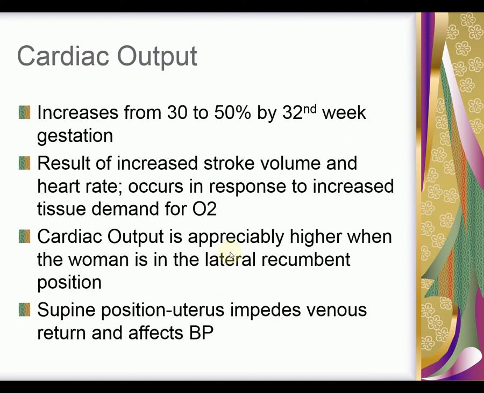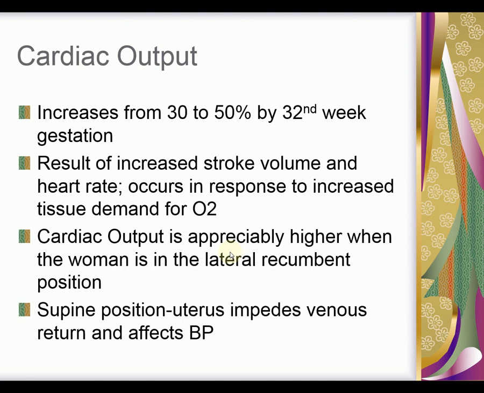Cardiac output. We talked a little bit about cardiac output. We have all this increased work that the body has to do. We have all this increased fluid that's going on. So our cardiac output is going to increase from about 30 to 50% by that 32nd week gestation. It results from increased stroke volume and heart rate, because our heart rate goes up, our stroke volume goes up. And of course, it's going to occur in response to that increased tissue demand for oxygen.